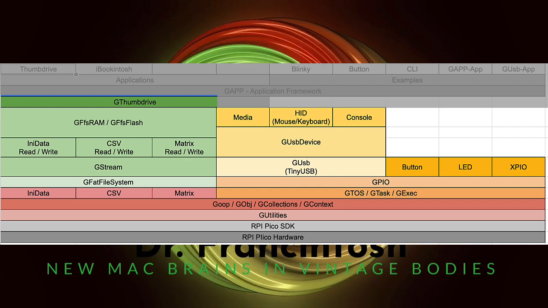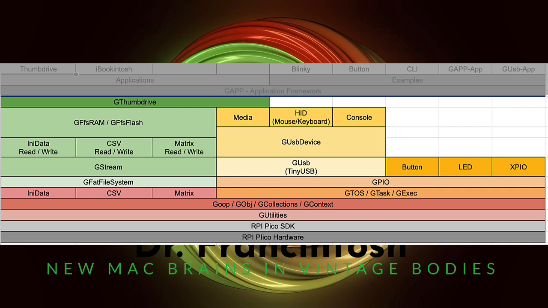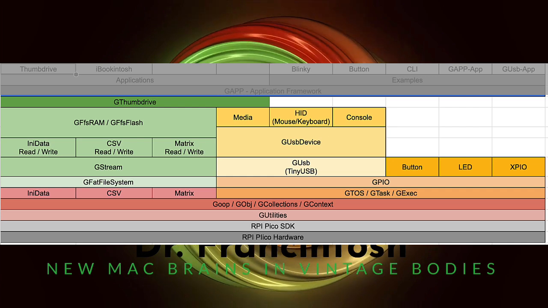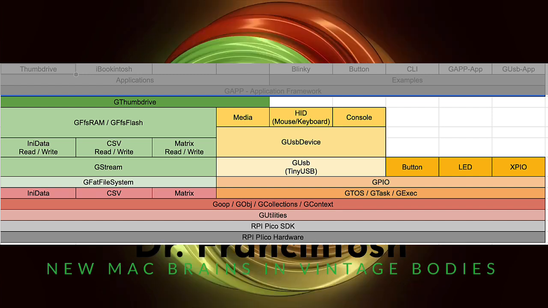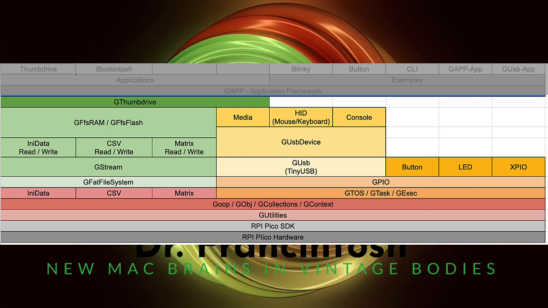the macOS user interface. I also mentioned earlier that the thumb drive, which is on the left of this, is not part of the multitasking system. That's because it pulls in the media portion of USB and combines that with the FAT file system.